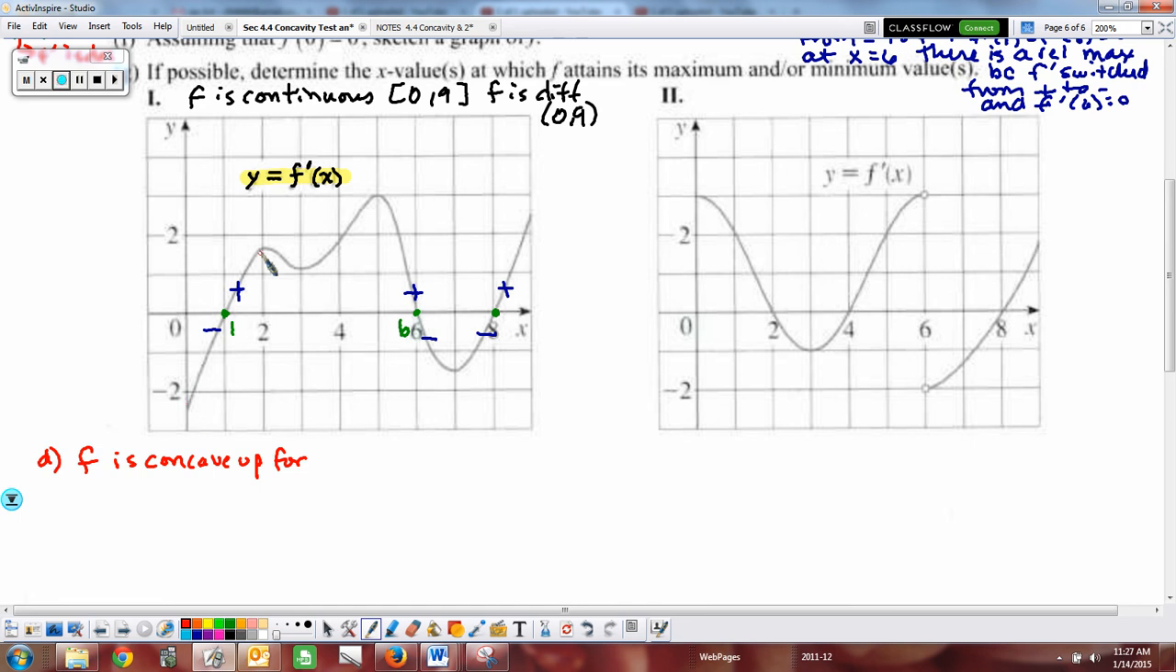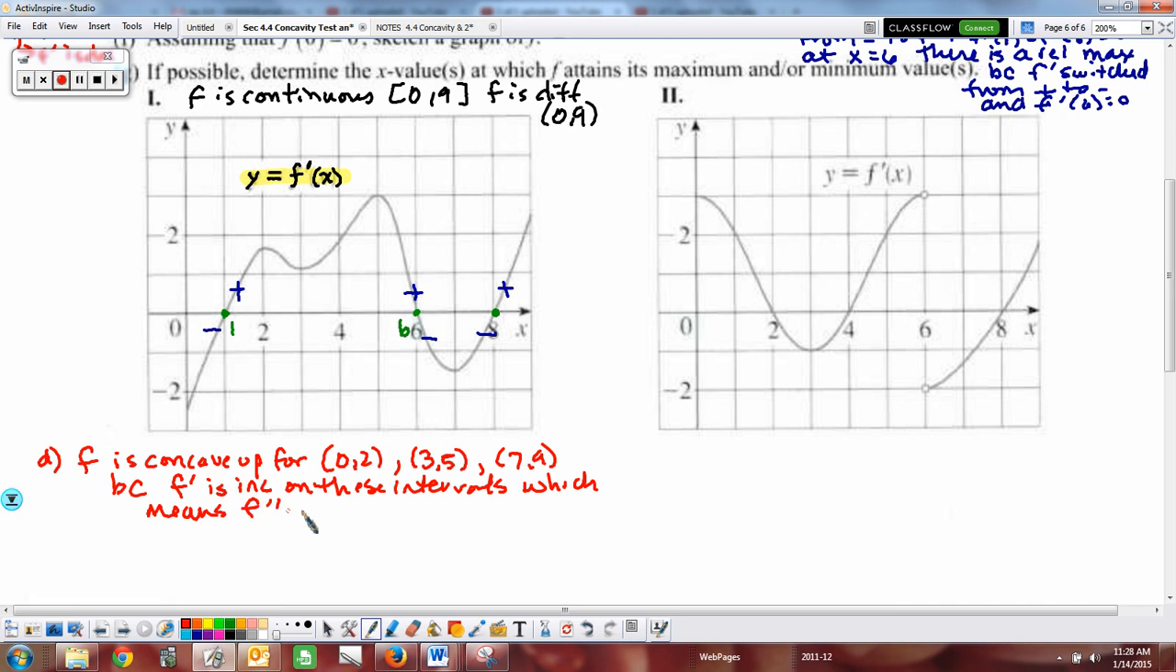So it increases from 0 to 2. It increases from 3 to 5. And it increases from 7 to 9. And so our reasoning would be because f prime is increasing on these intervals, which means the second derivative is greater than 0.